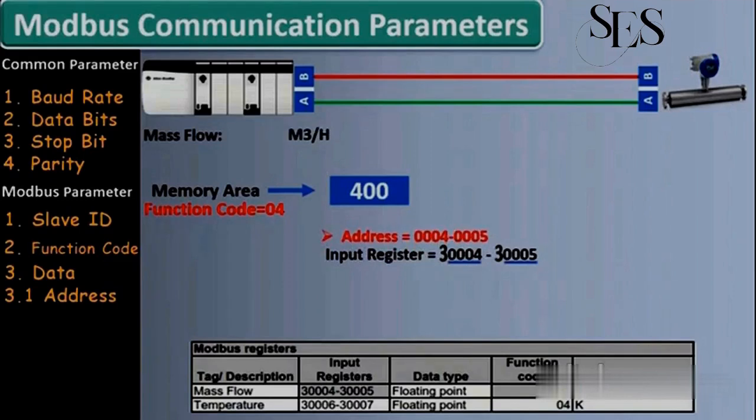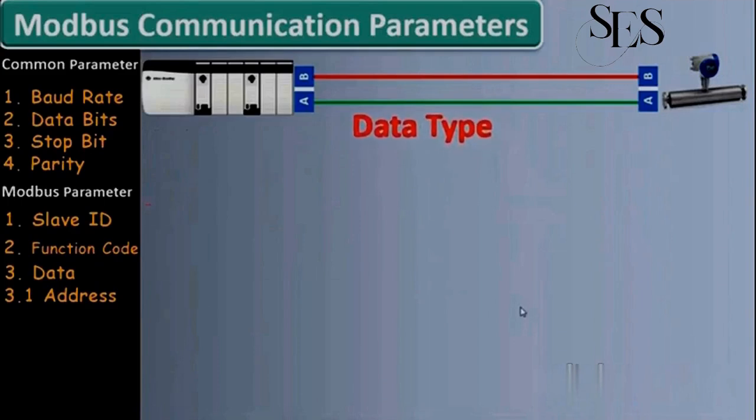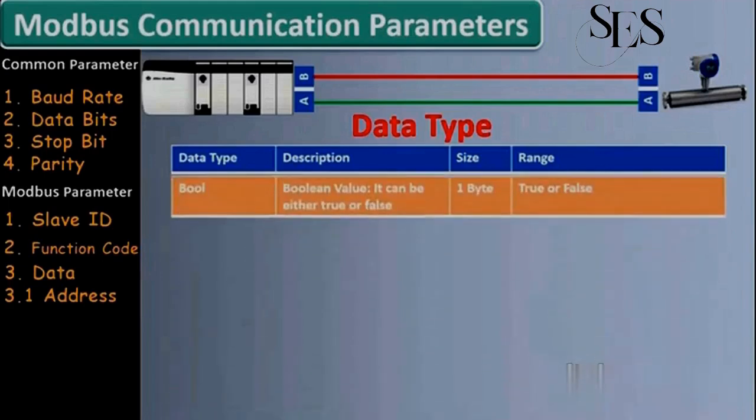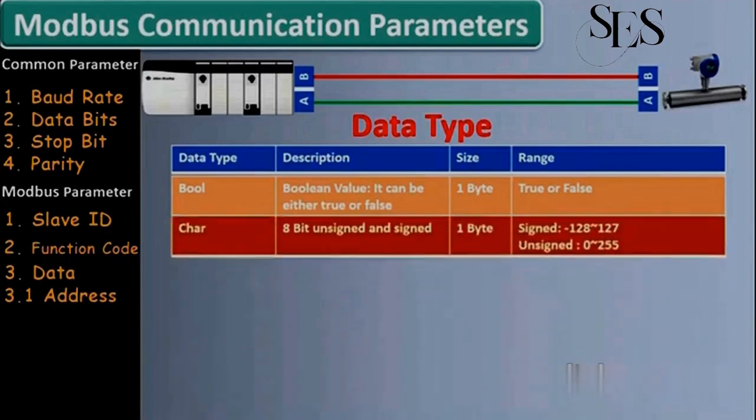Now we will see the data types in detail. Data type is actually a classification of data which tells the interpreter how to use the data and what the size of the data is. The first type of data which we use in Modbus communication is Boolean, which is 1 byte in size. It can be either true or false. Then we have a character data type which is 1 byte in size.